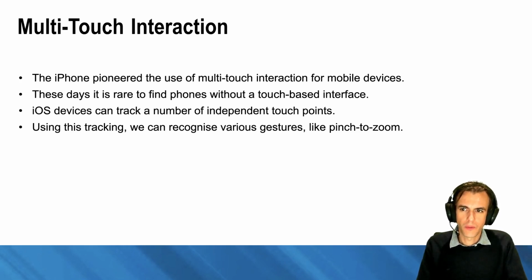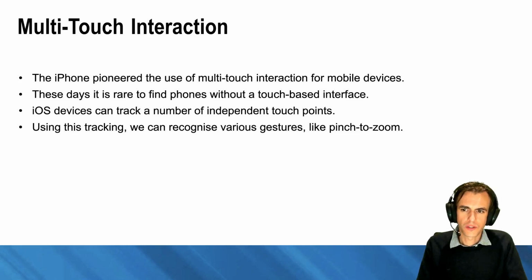So what do we mean by multi-touch? Well, multi-touch is basically the ability for iOS devices to track a number of independent touch points. As you touch the tip of your finger down onto the screen, the phone tracks that touch until you let go, and it can track a number of these, hence multi-touch.